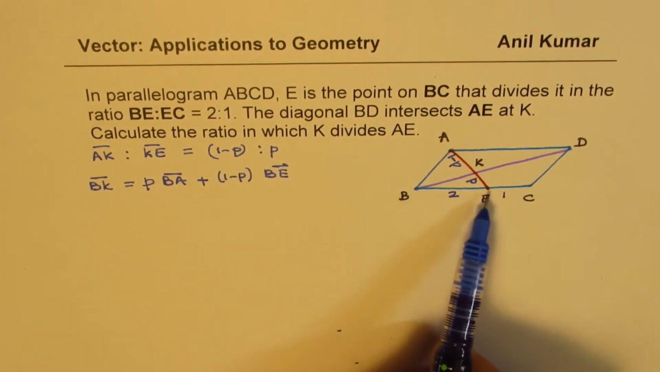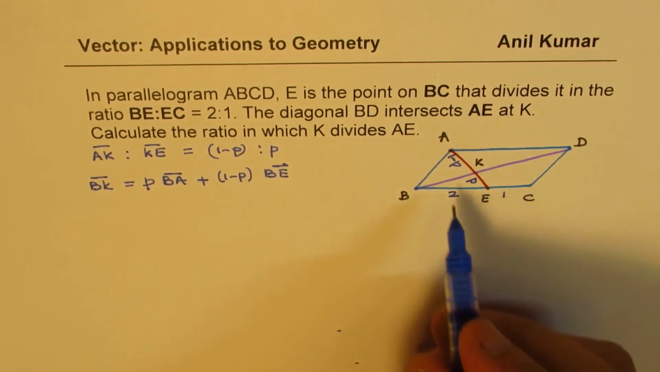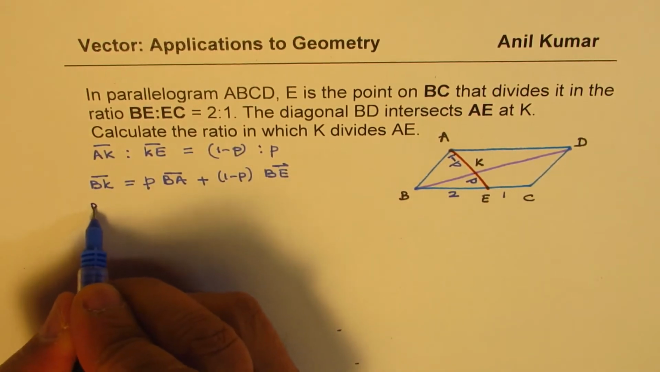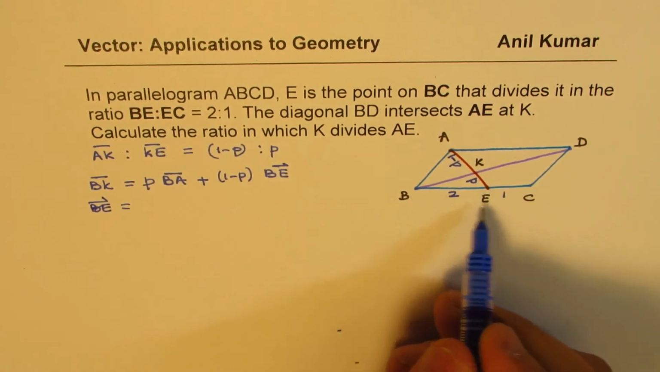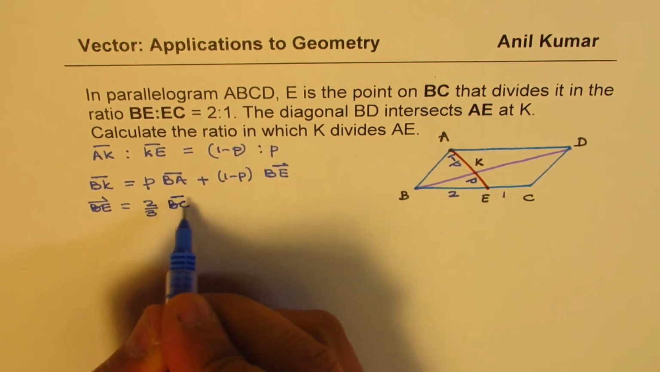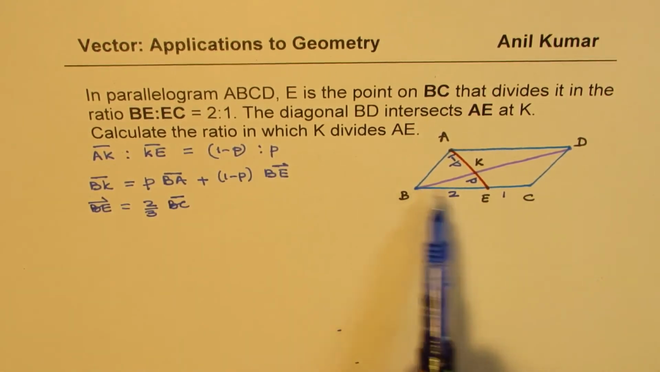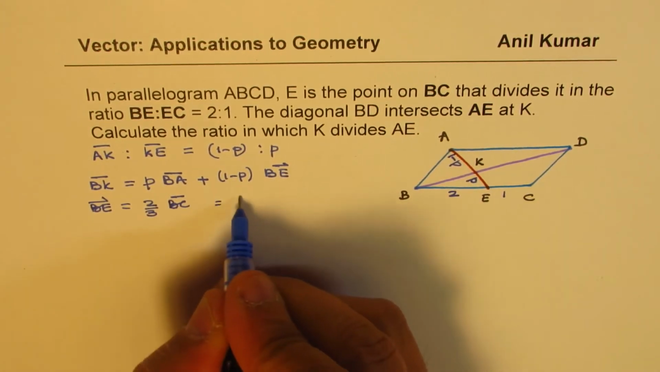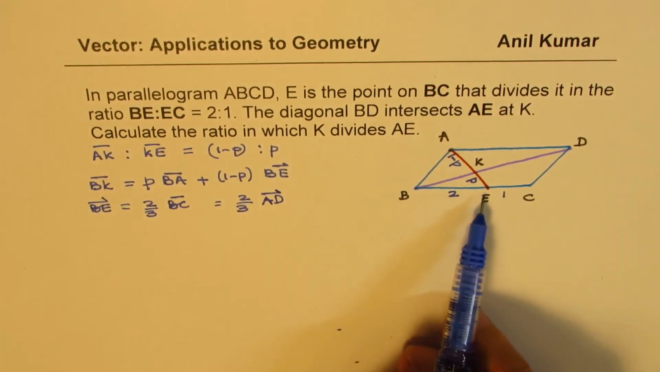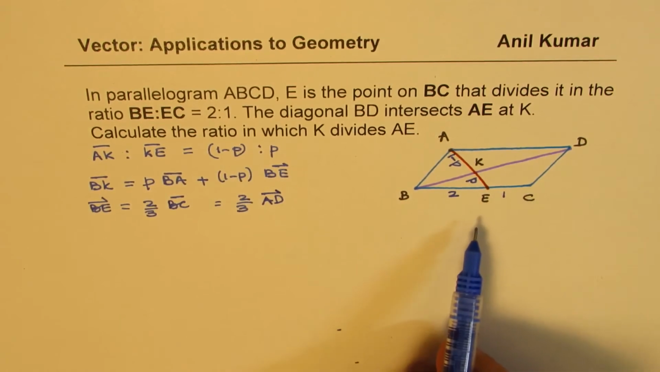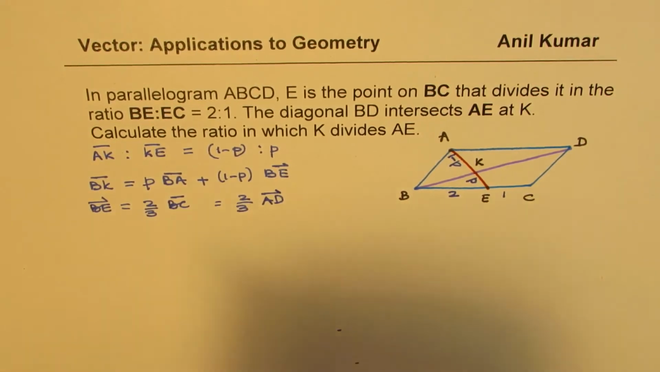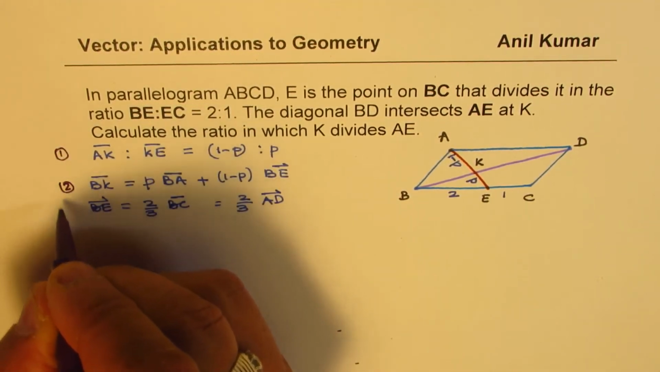Now here we know that BE is to EC is 2 is to 1. So we can consider this to be 2 over 3, right? So we can write BE as equal to 2/3 of BC, right? That is given to you. Now, BC is equal to AD, so I could also write this as 2/3 of AD. So BE I have mentioned as 2/3 of AD. So let's number these equations. Let's say this is equation 1, this is 2, and this is 3 for us.